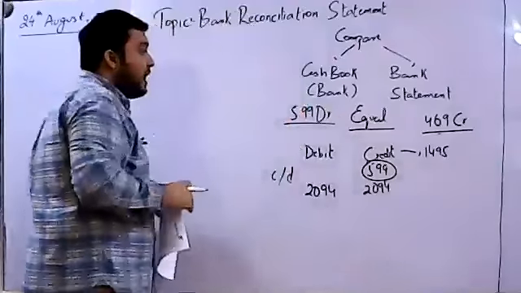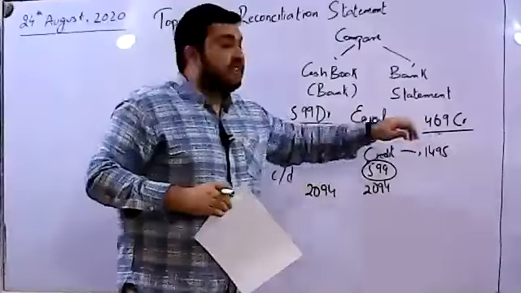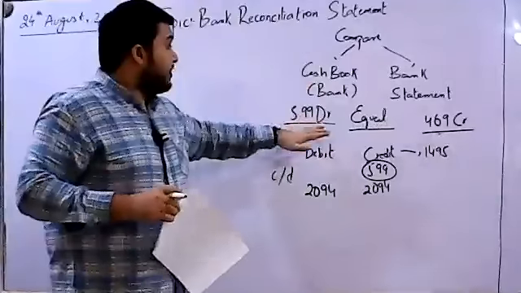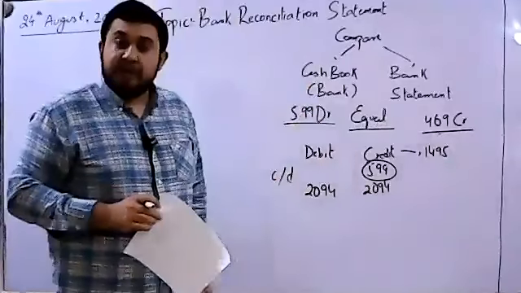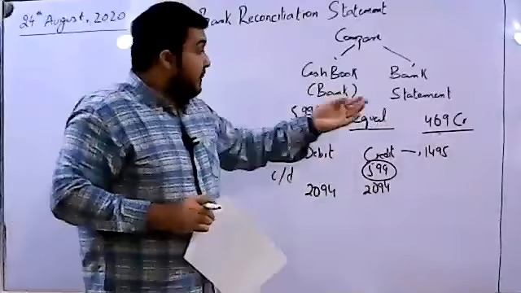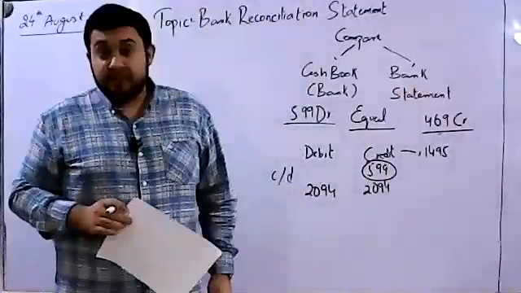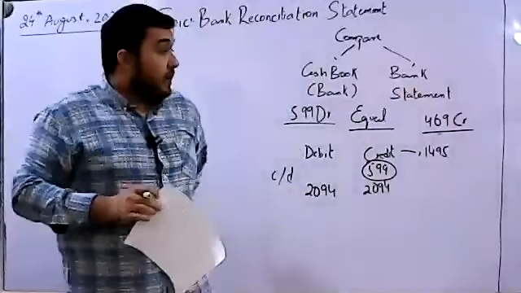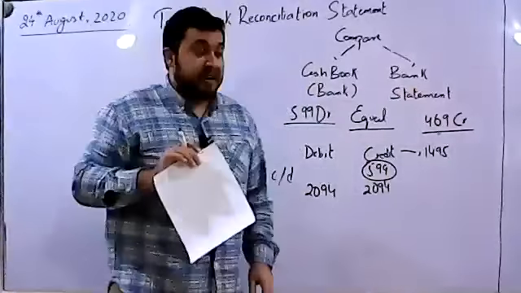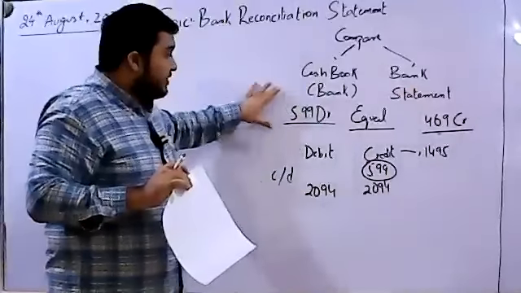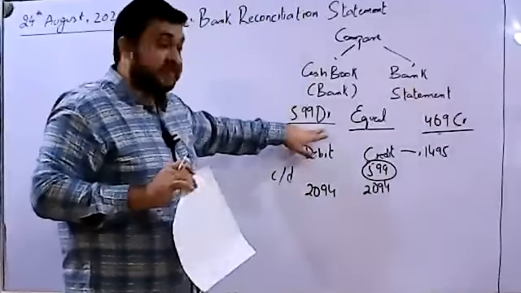Okay. Now we can clearly see that there is a difference. The cash book says we have $599 in our bank account, but the bank statement says that we have 469 credit amount. Now, obviously, there is a difference in the debit and credit. For us, this bank account is an asset.